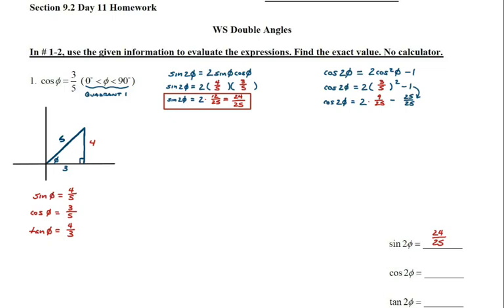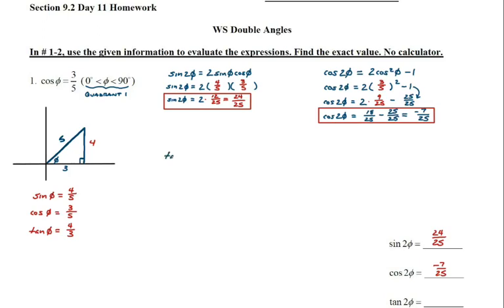I rewrite 1 as 25/25, just so that I'll have two terms with common denominators that I can subtract. So 2 times 9 over 25 is 18 over 25. If I subtract 1, or subtract 25 over 25 from that, I would get cosine of 2 phi to be negative 7 over 25.